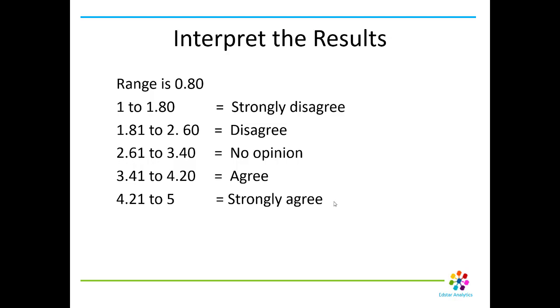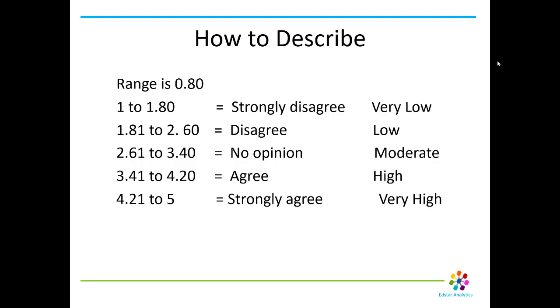Now, our answer was 3.80. That was our mean. That falls in here. And so we would interpret our mean to be in the agree range. And so our answer, I believe, was 3.80. No, I'll have to go back and look. Our answer fell in the range between 3.41 and 4.20. It was 3.80, so that is the agree range. So now we know how to interpret that result.